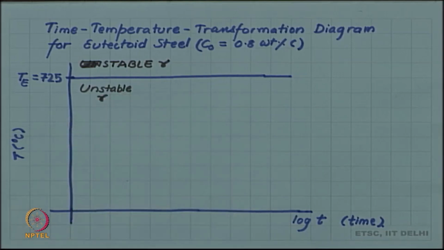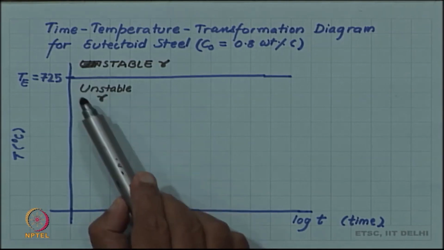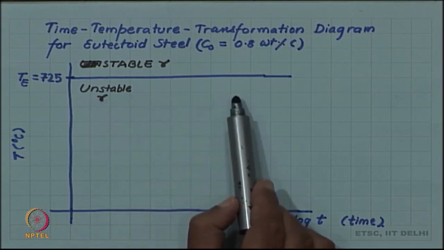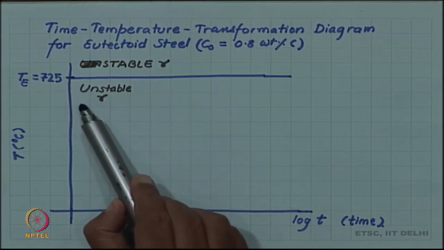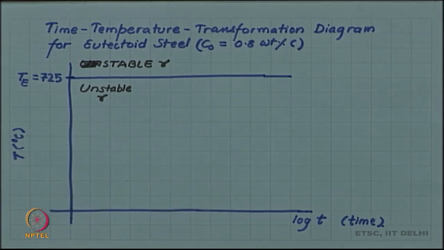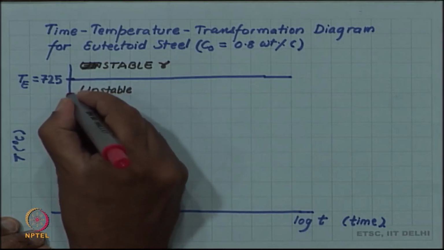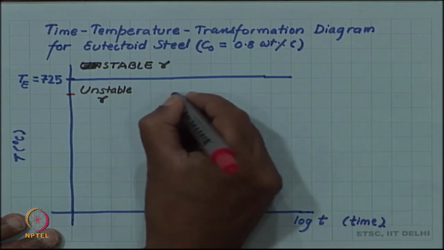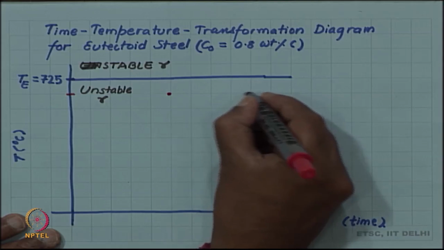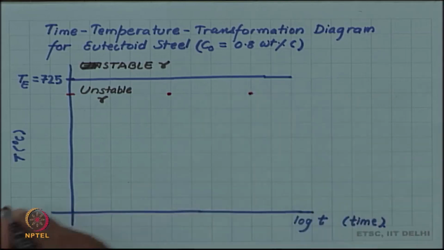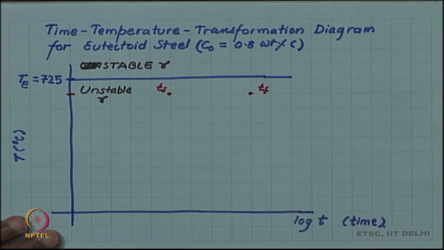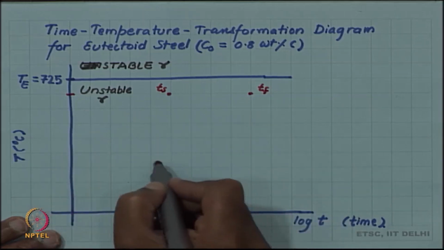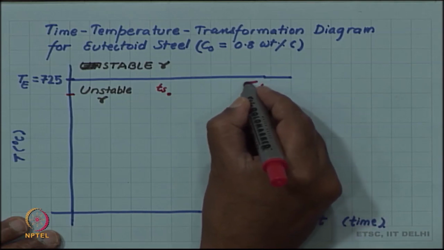I am writing unstable gamma because below this, as we saw, although we come below 725 degrees Celsius, austenite will not immediately transform into pearlite. So, it will take some time. So, before that time, if we have austenite below 725, that austenite will be unstable. Then, just like we did for liquid solid transformation, what we can do is that at any temperature below 725, plot the time for the start of transformation and plot the time for finish of the transformation. So, let us say T start and T finish. And if we do this exercise for all different temperature and join the start times, we get a C curve.